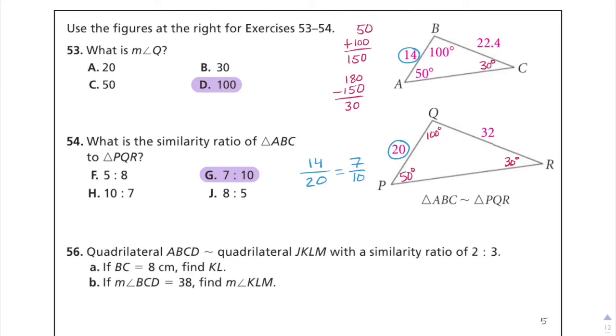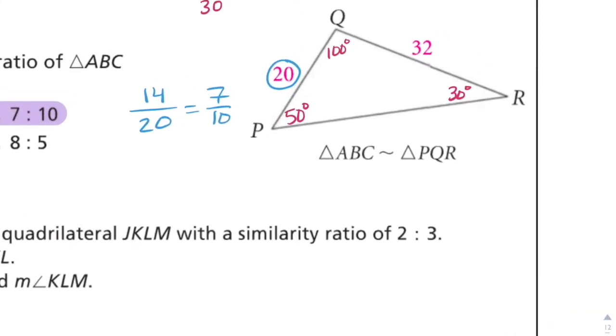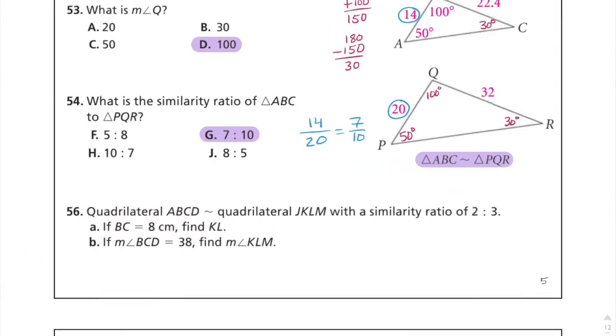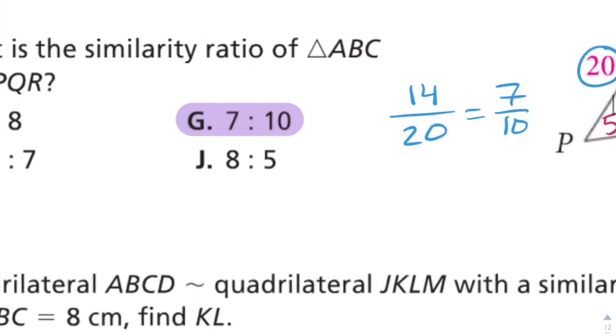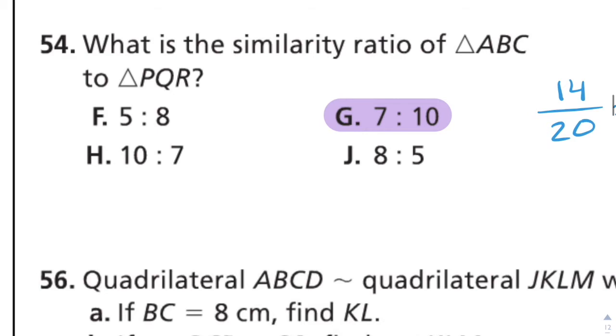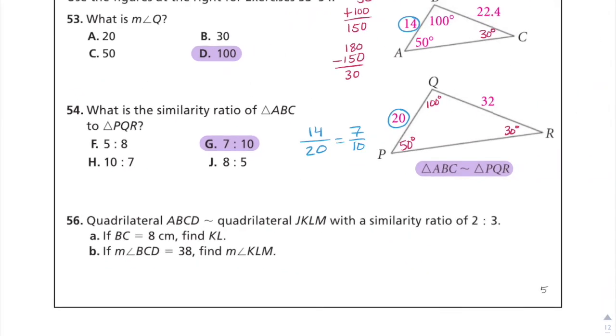Again, it doesn't use the word proportion. It just says find the similarity ratio. We know that they are similar, that's what it says, so we don't need to set up a proportion. We'll just get 14 over 20. Be careful. It says the ratio of ABC to PQR. That's 7 to 10. If you did it the incorrect way, going from the larger to the smaller, you would have gotten 10 to 7. So you want to be careful that you're going in the right order.